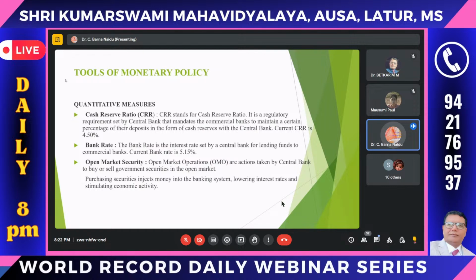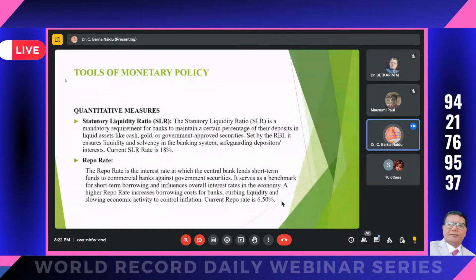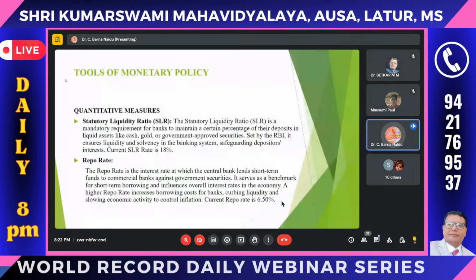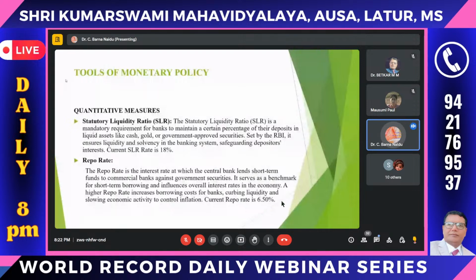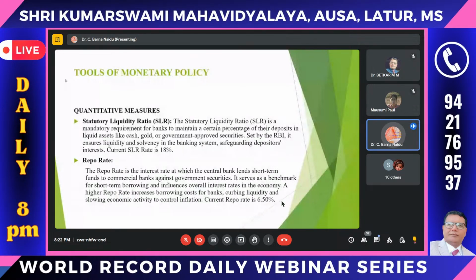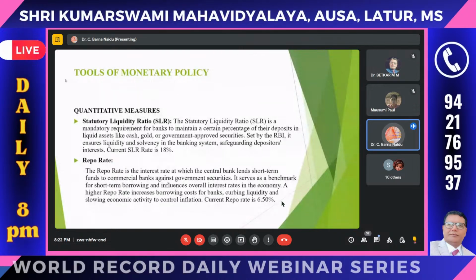Simultaneously, we have some more instruments also, which are the qualitative measures. There is the statutory liquidity ratio, or we can say SLR. Now, SLR is a mandatory requirement which the banks have to maintain in their own particular bank. They have to maintain it. It ensures banks have enough assets to meet unforeseen demands and liabilities. It's a tool for controlling the bank's leverage and credit creation abilities.